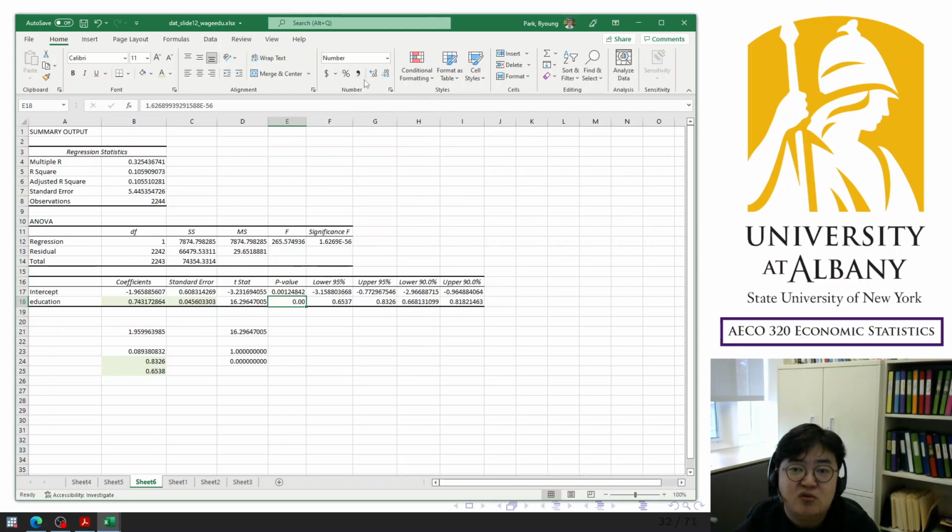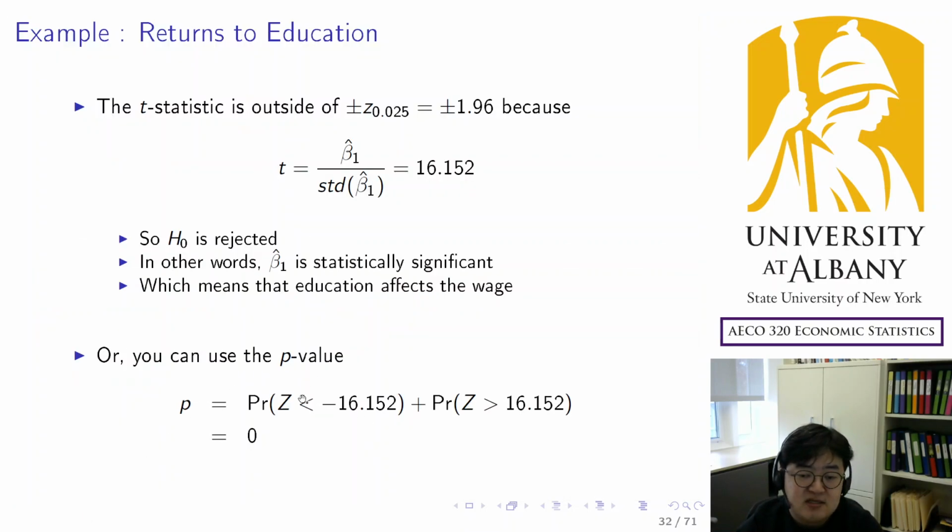The p-value is 0, 0.000%. So this is how you calculate the p-value, but the number is too large, so anyhow it will be 0.